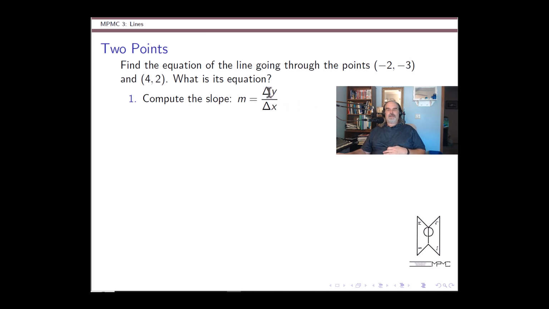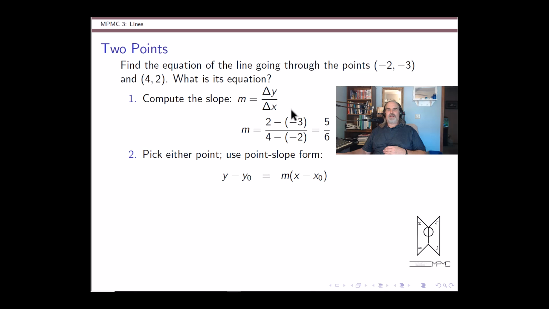Now, delta y, the space between the y coordinates. The y coordinates are -3 and 2. Do we subtract the second from the first or the first from the second to get delta y? It doesn't matter, as long as you're consistent in the numerator and the denominator. So what I've done here is I've taken the coordinates from the second point, 4, 2, and subtracted the coordinates from the first point. So for the delta y, I have this 2 minus this -3, okay? And that's 5. And then for the delta x, I have this 4 minus this -2.